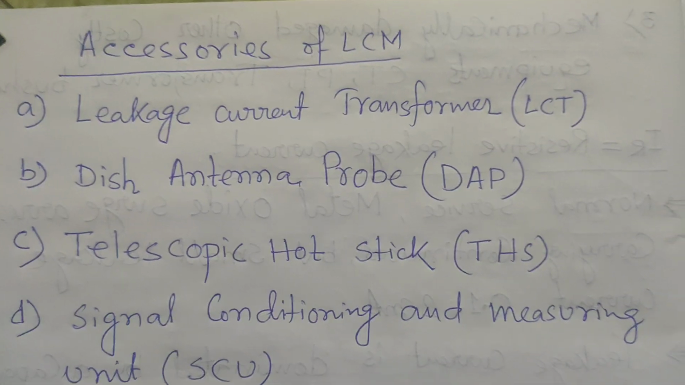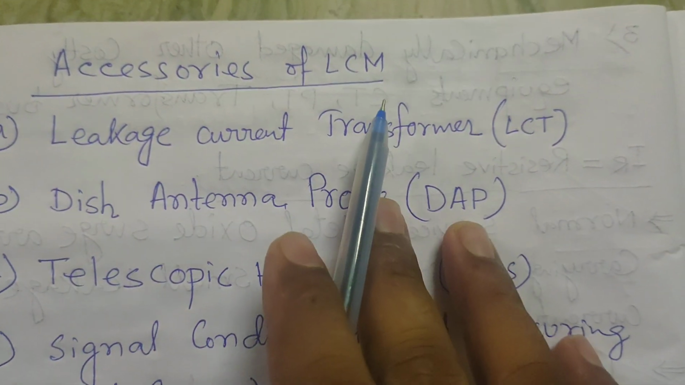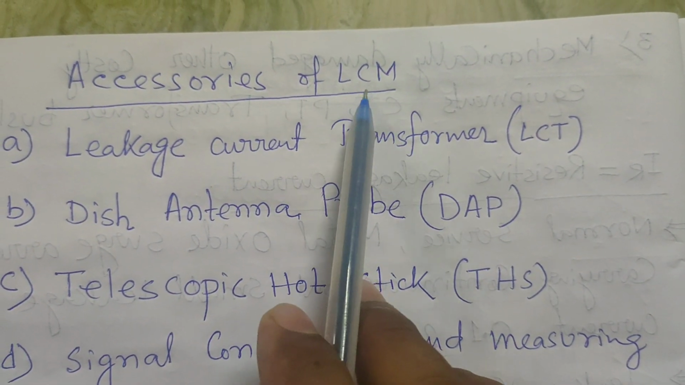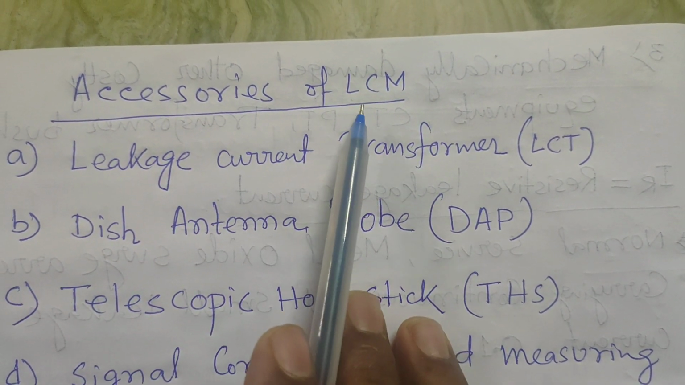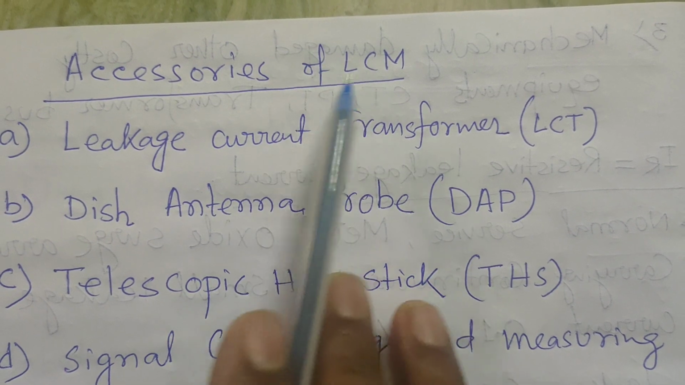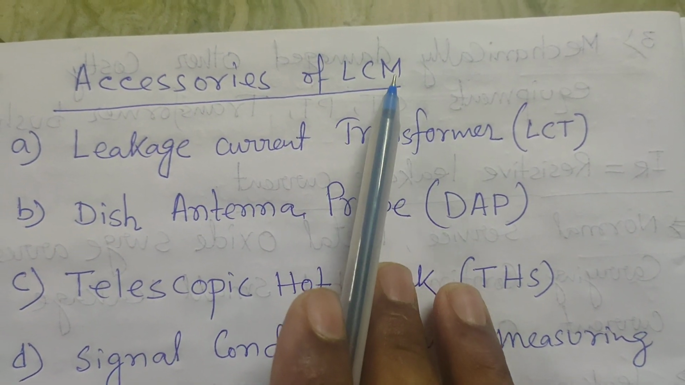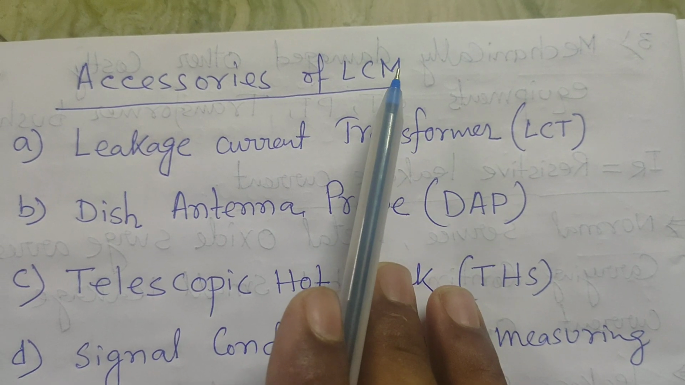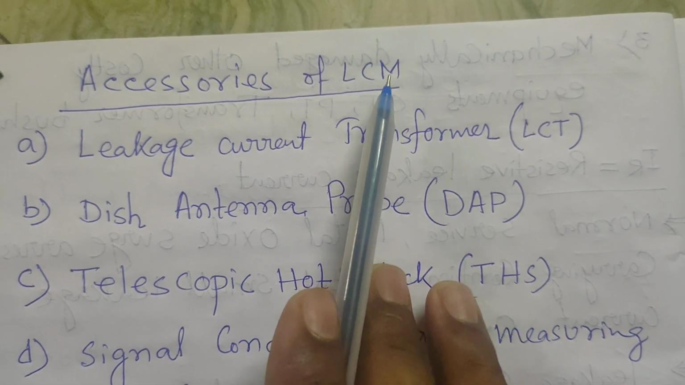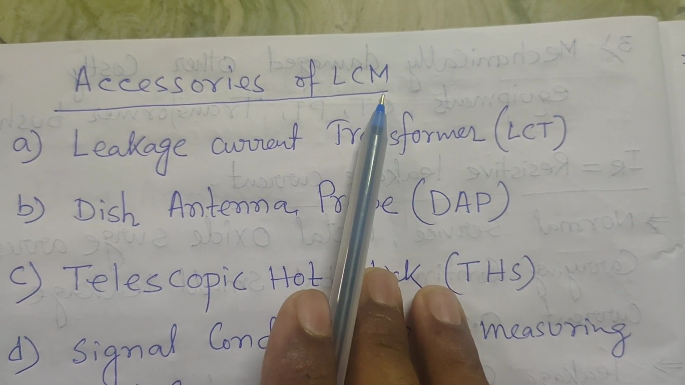Now let's discuss the accessories of the LCM. LCM is the leakage current measurement machine. So what are its accessories? With the help of the accessories, these machines can easily collect the data of IR, IC, IR corrected, etc.